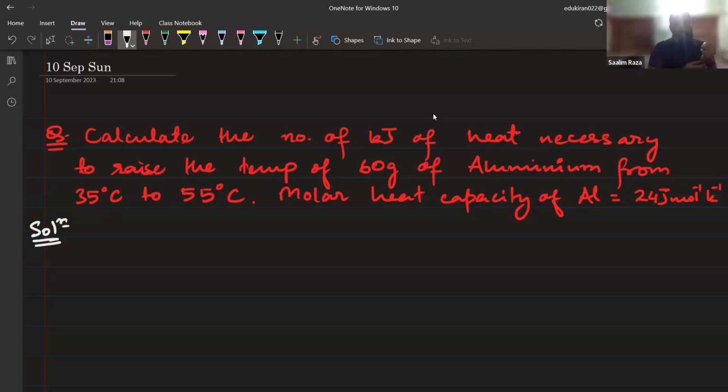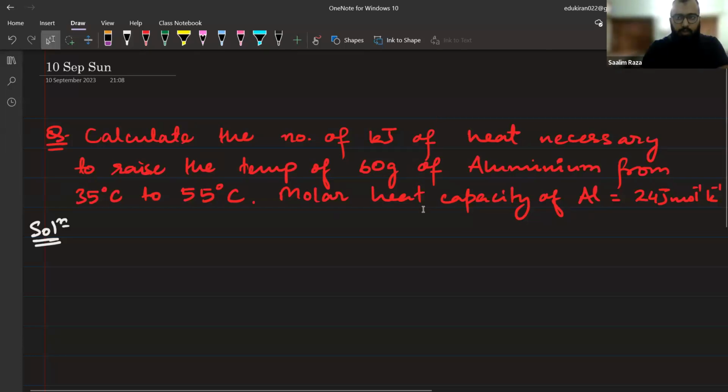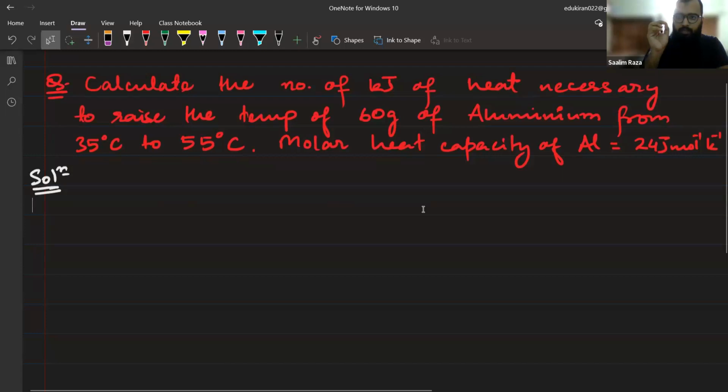So in this question, first of all, you have to understand what this particular molar heat capacity is in terms of its units. Okay, very important to understand the molar heat capacity in terms of its units.